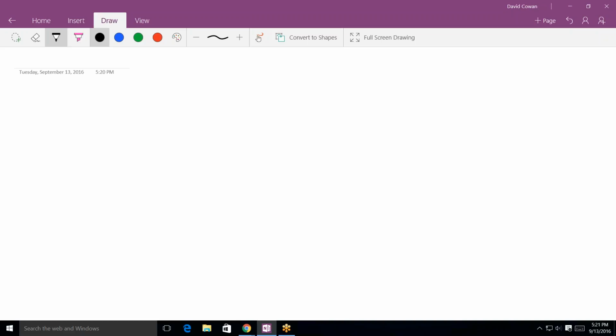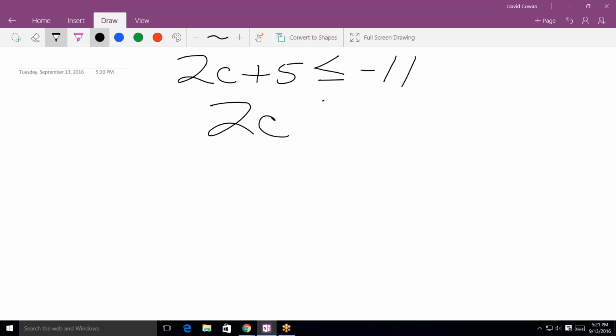So it's 2c plus 5 is less than or equal to negative 11. Subtract 5 from both sides. 2c is less than or equal to negative 16. Divided by 2. You're doing all this without a calculator? Yeah. Okay, good. C is less than or equal to negative 8, right?